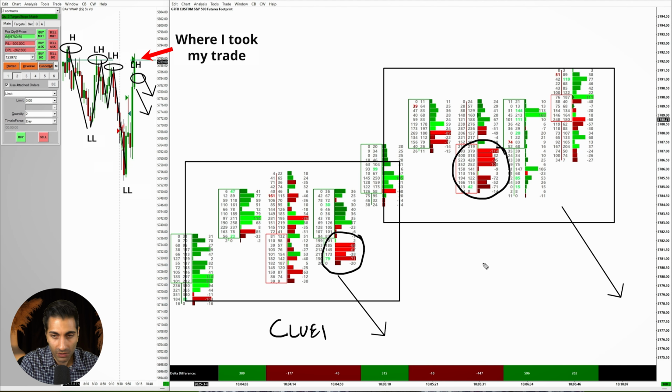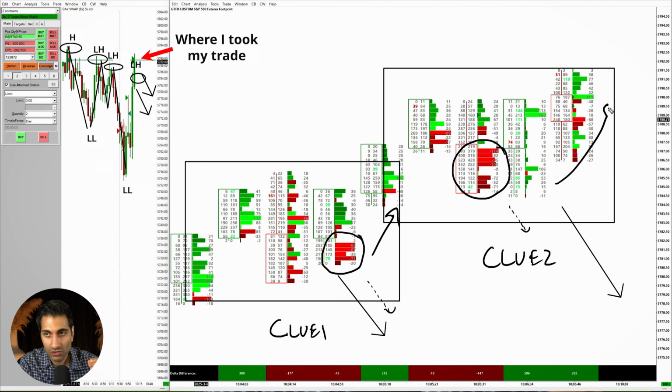Clue 1, clue 2. And what happened in both instances? Not even a small continuation, you know, like a little bit of an attempt and then a move higher. Straight away. What happened again? Not even the smallest attempt and then straight out.